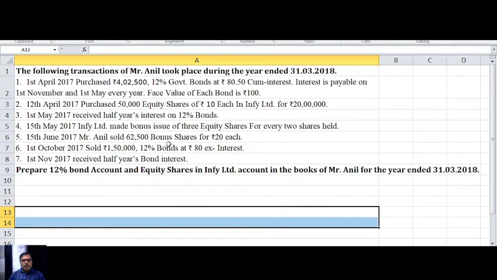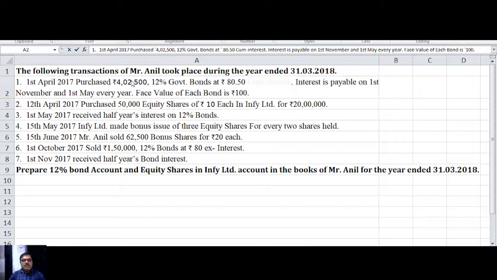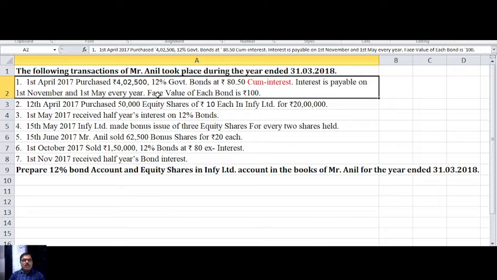Next important thing is the due date. They have given in the first part that on 1st April 2017 Mr. Anil purchased rupees 4,02,500 12% government bonds at 80.50 cum interest. This cum interest price is very important and you have to remember it. Interest is payable on 1st November and 1st May every year, and the face value of each bond is rupees 100.